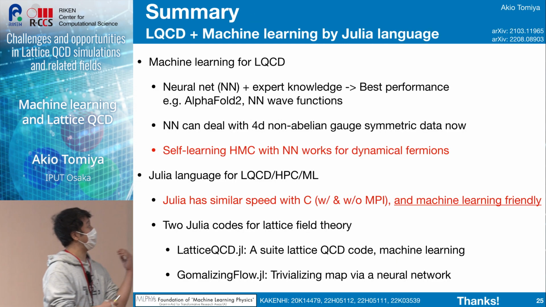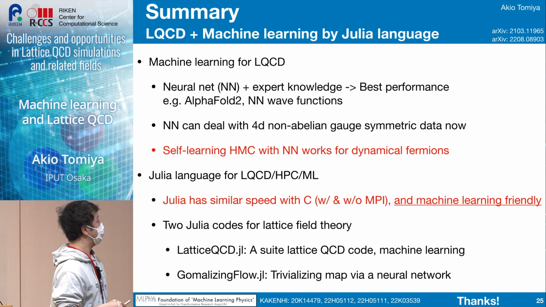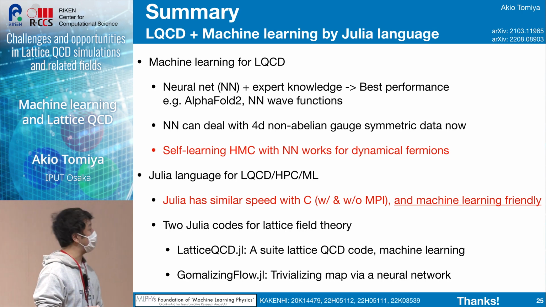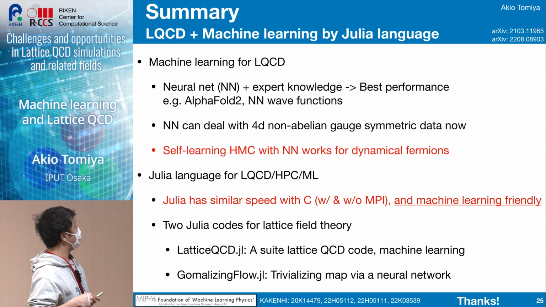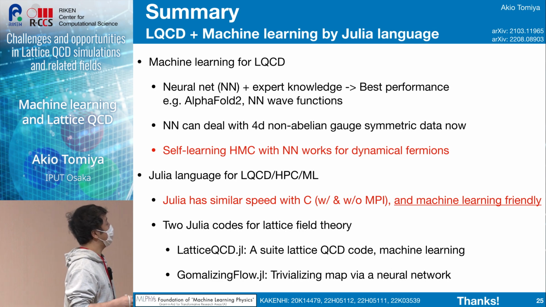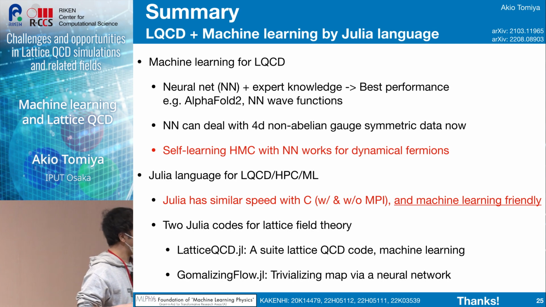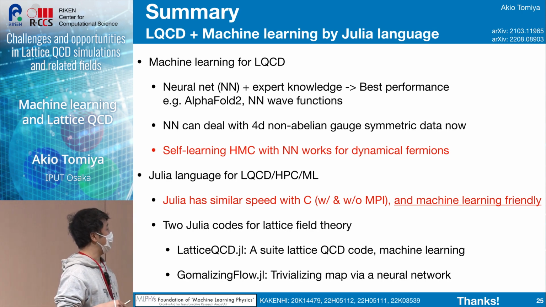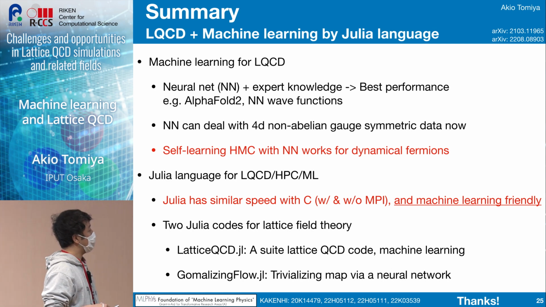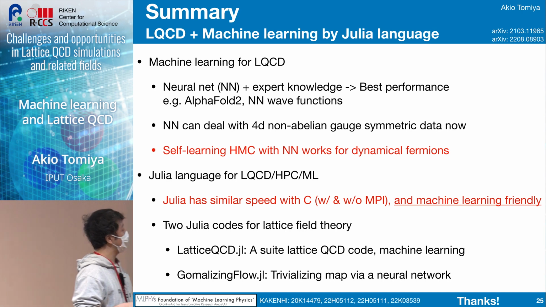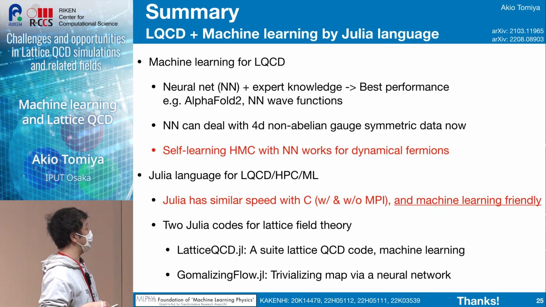Okay, this is my final slide. I gave talks on these ideas. The first part is machine learning for lattice QCD. Neural network plus expert knowledge gives the best performance. Neural networks can deal with 4-dimensional non-Abelian symmetry. And self-learning hybrid Monte Carlo with HMC works for dynamical fermions. And in the second part, I gave a talk on lattice QCD plus machine learning plus HPC with the Julia language.